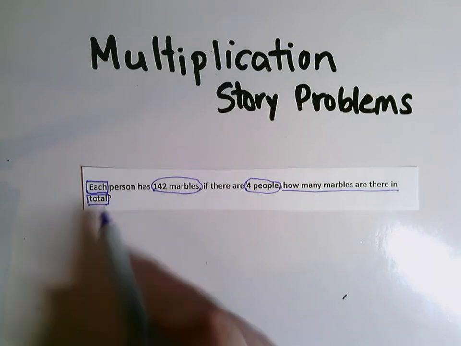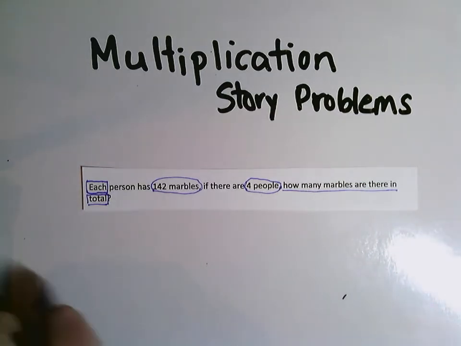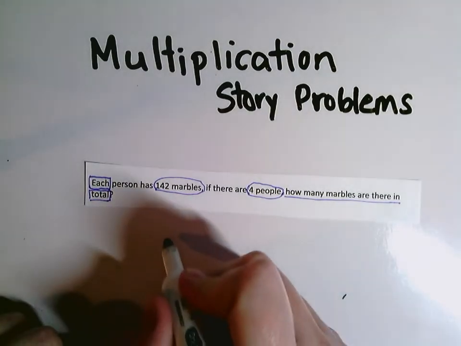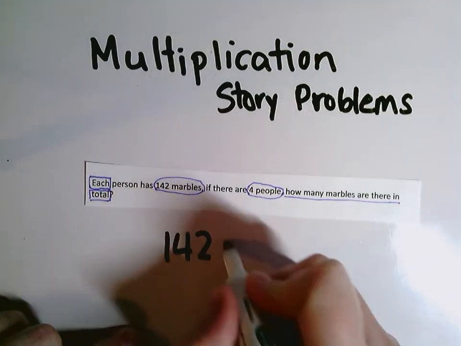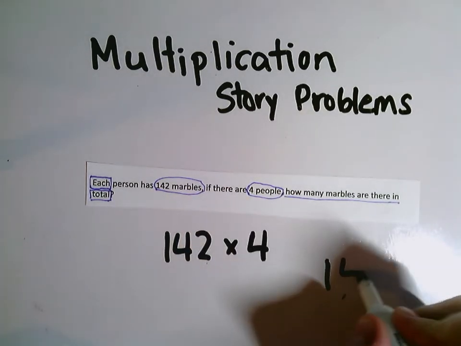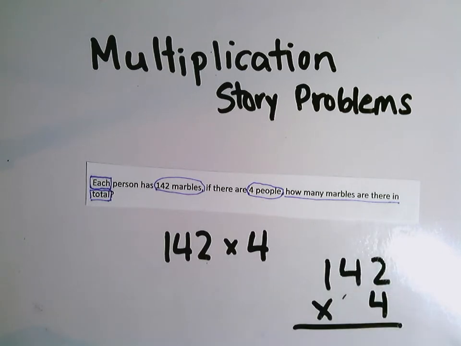All right, so I know I'm going to be multiplying because I have the word each and I have the word total telling me I'm looking for a larger answer. I won't be dividing because dividing is going to give me a smaller answer. So let's write out what I'm going to do. I'm going to have to do 142 marbles times 4 people. So I'm going to write out my problem, 142 times 4. And I can go ahead and solve that the way that we have been practicing this week.